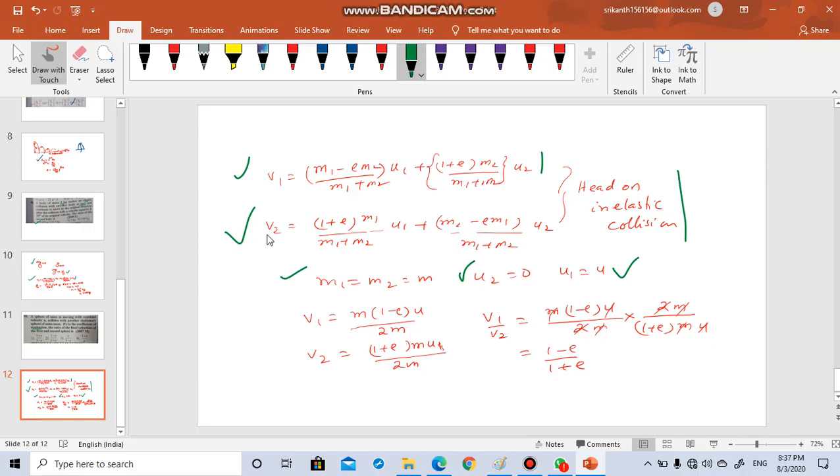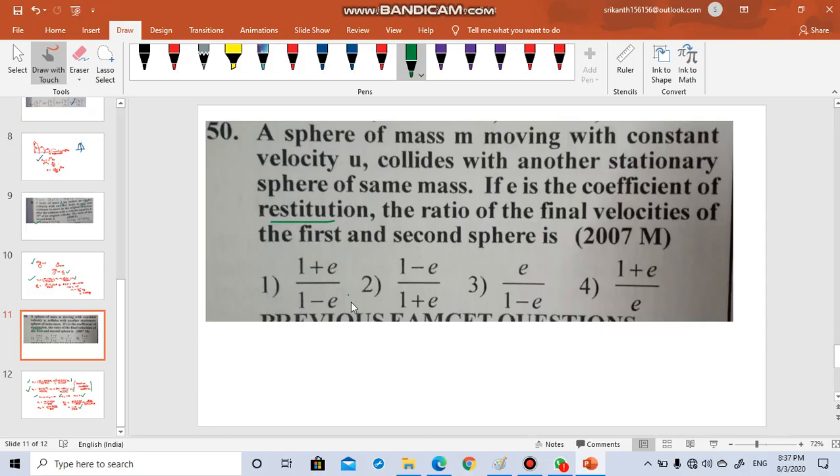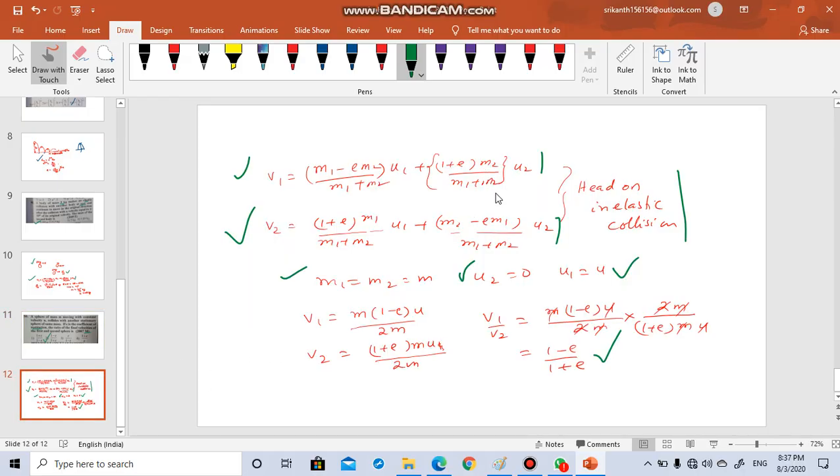This is v1. When coming to v2, again the u2 term won't be there because u2 is equal to 0. So v2 will become (1 plus e), m1 is m, u1 is u, divided by m plus m, because both masses are the same, it is 2m. Now simply take the ratio of v1 divided by v2. You finally get (1 minus e) by (1 plus e). 1 minus e by 1 plus e. This question has come in 2007. Just note these two formulas, what is changing. With the help of a numerical I have explained. Just make a note of this formula.